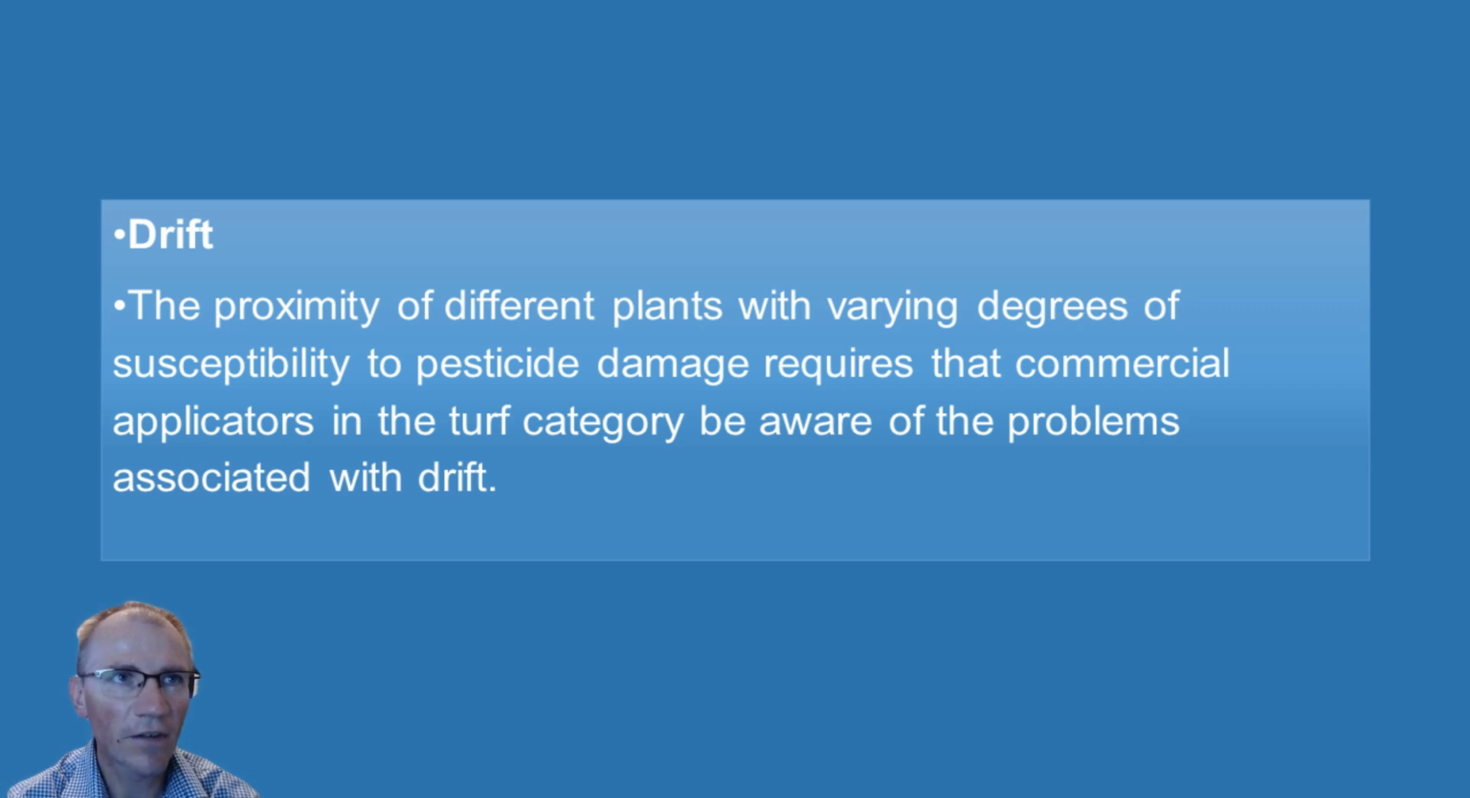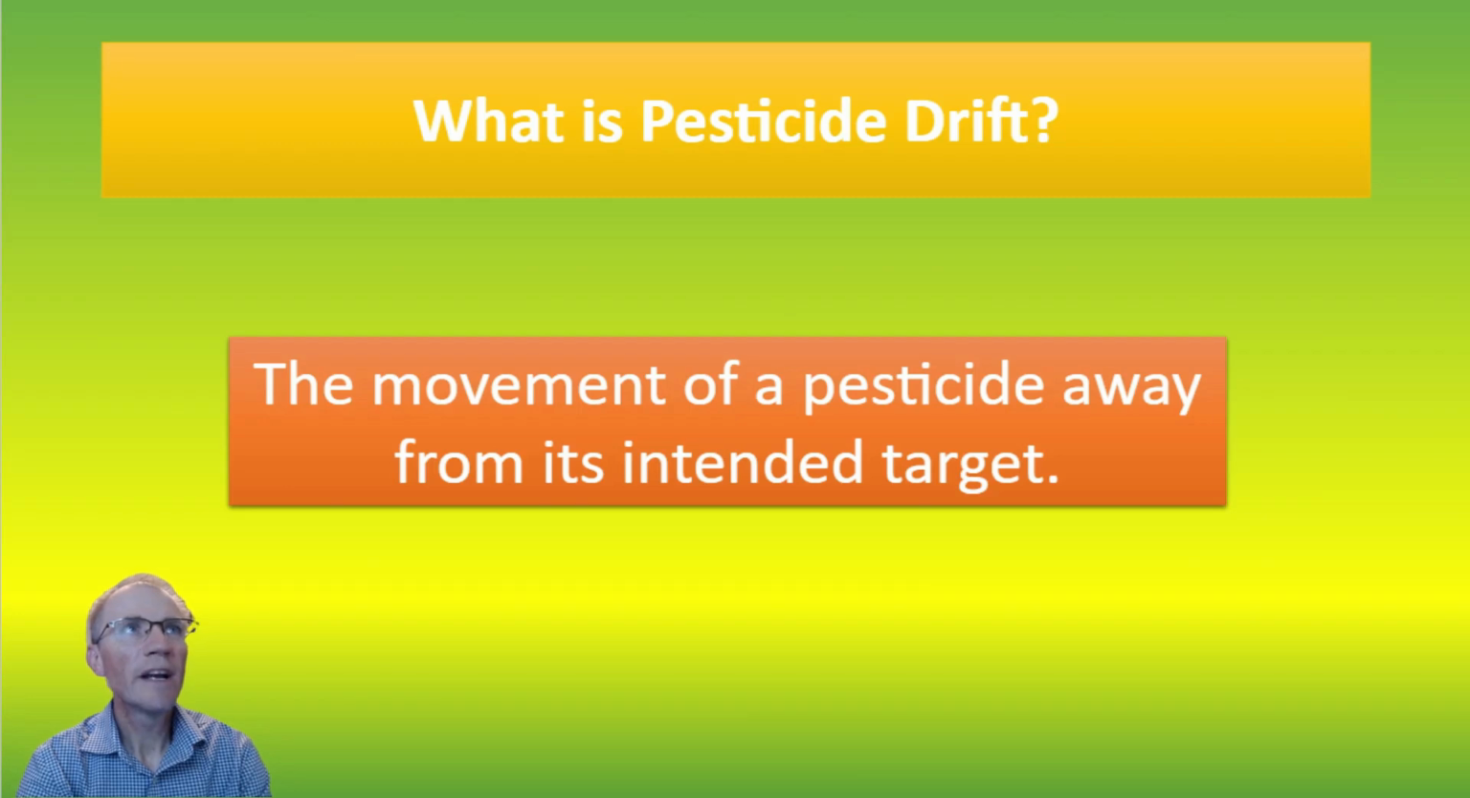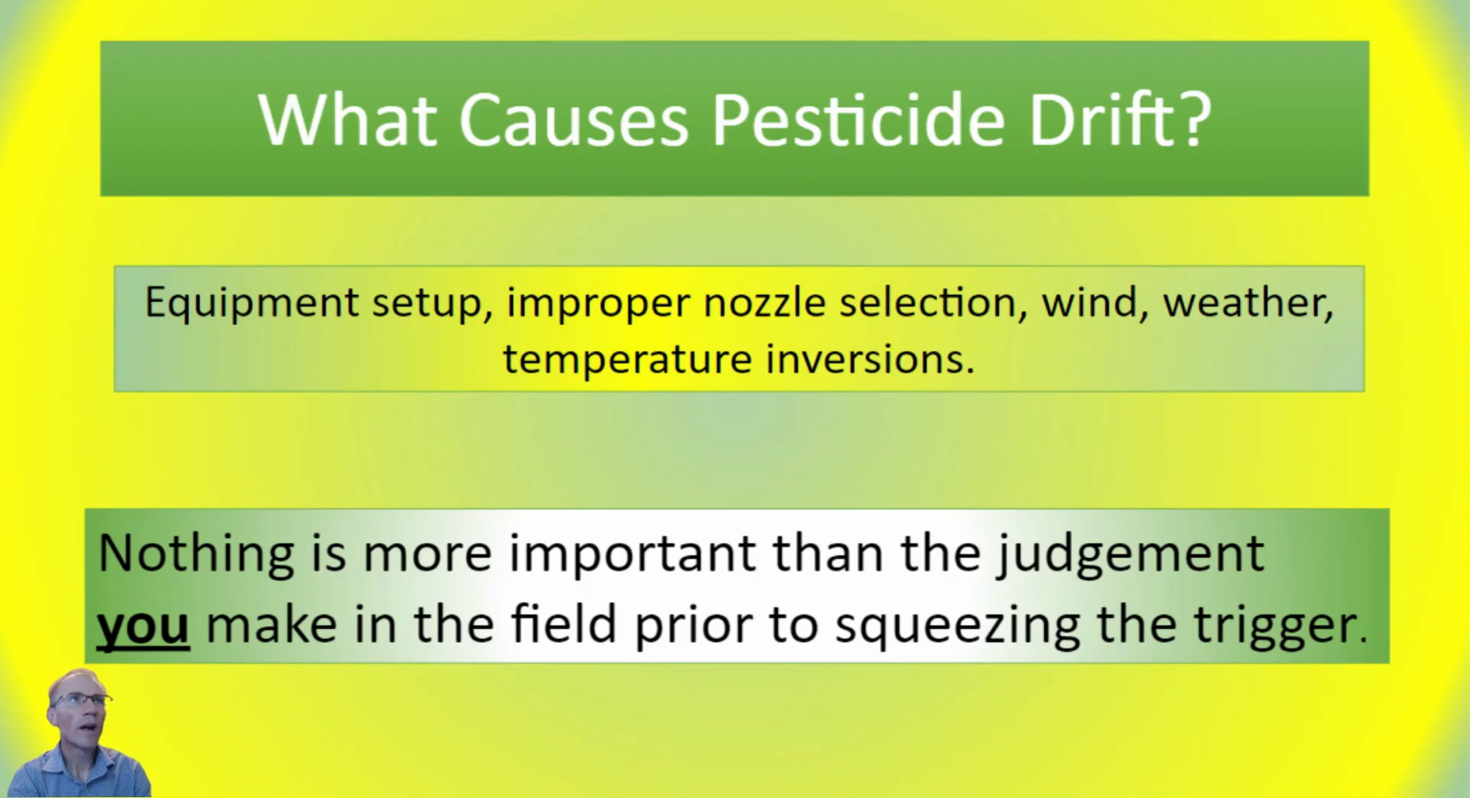Drift. The proximity of different plants with varying degrees of susceptibility to pesticide damage requires that commercial applicators in the turf category be aware of the problems associated with drift. What is pesticide drift? This is the movement of a pesticide away from its intended target. What causes pesticide drift? Equipment setup, improper nozzle selection, wind, weather, temperature inversions.